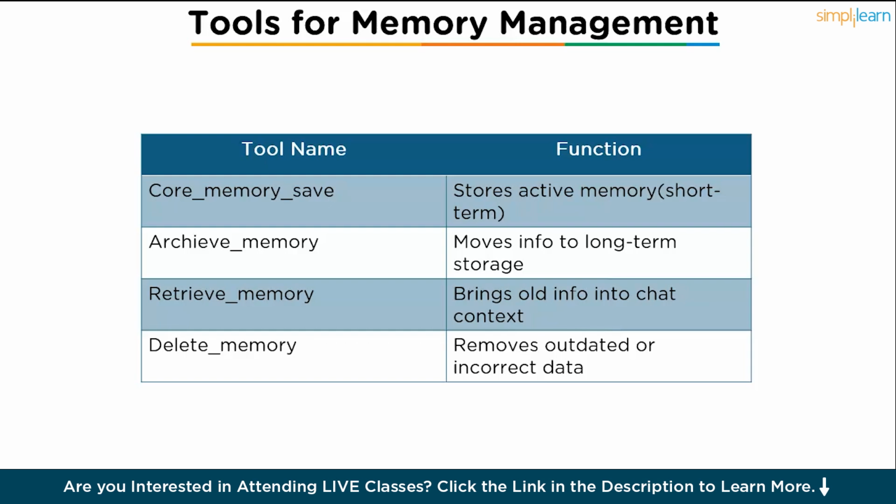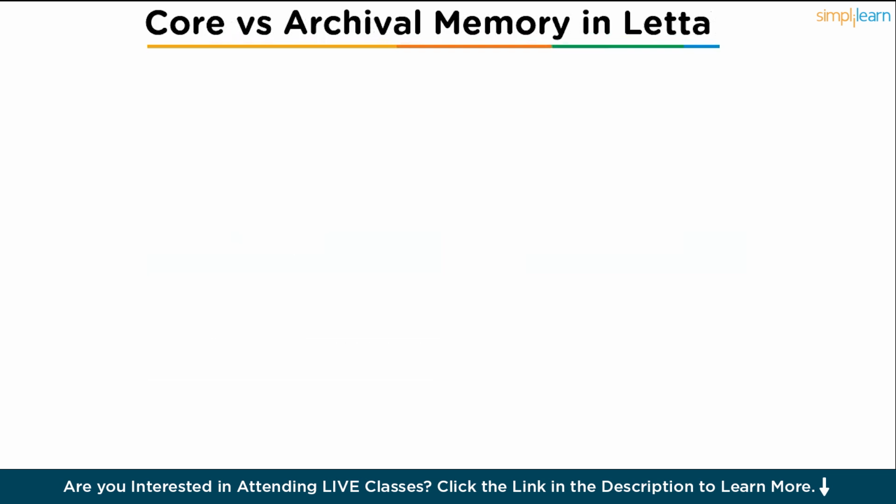Fourth, we have delete memory, which removes outdated or irrelevant information, keeping the agent's memory clean and focused. These tools give developers full control over how an agent remembers, updates, and forgets information, ensuring efficient performance across a variety of tasks. Let's see core versus archival memory in Letta.